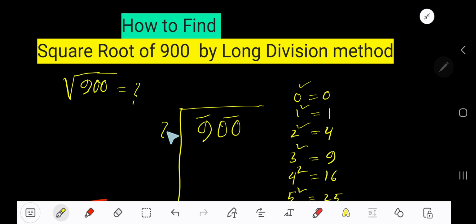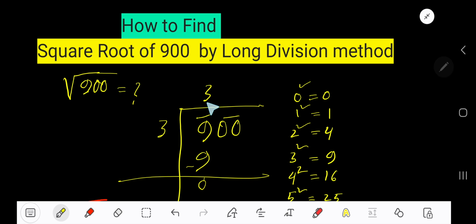You need to place here a number whose square will be equal to 9 or closest to 9. If you place here, look, 3, then 3 squared equals 9, which is equal to 9, right? So here you have placed the digit 3, so the same digit will come to the quotient also. 3 times 3, 9. Subtract, you are getting 0.